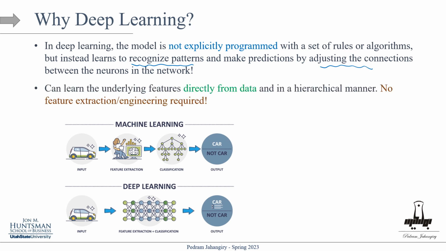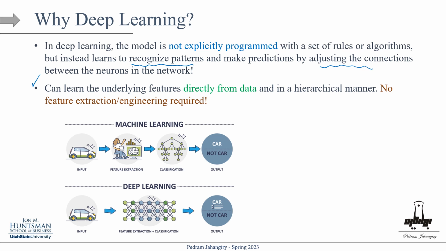The second reason we are interested in using deep learning is, in my opinion, even more important: it can learn the underlying features directly from the data in a hierarchical manner. I'll talk about the hierarchical manner in the next example, but I want you to pay attention that no feature extraction is required here. Again, it is unlike machine learning. So let me give you an example.